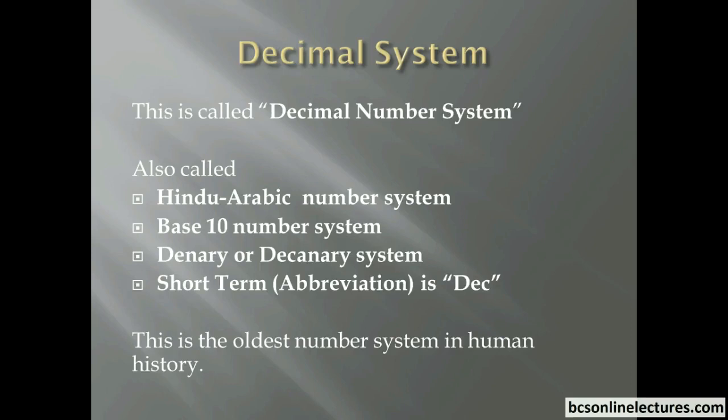This is also called Hindu-Arabic number system, base 10 number system, denary or decanary system. All these are the same terms, but the most correct one is base 10 number system. That is the correct term. All other terms we use as informal terms. There's a short term. When we write in decimal number system, we can use DEC to indicate that this is a decimal number. D should be capital and the other E and C should be simple.